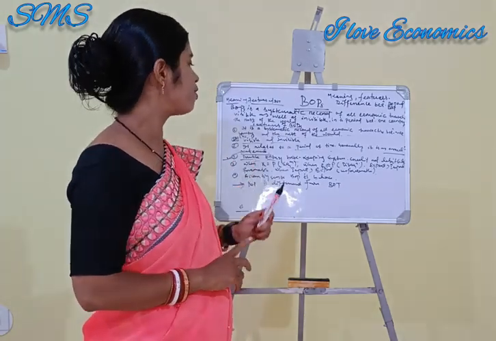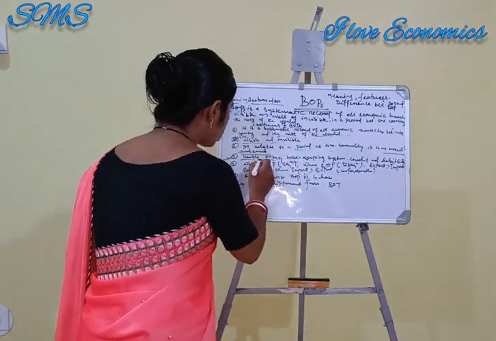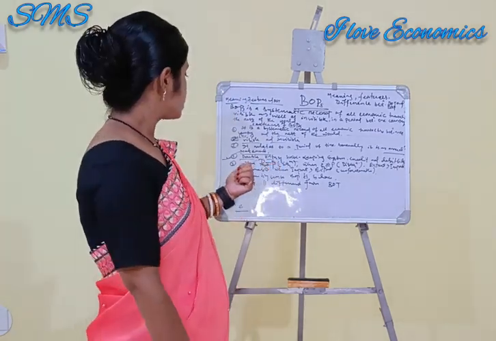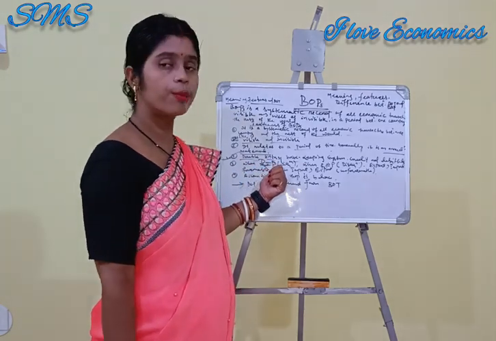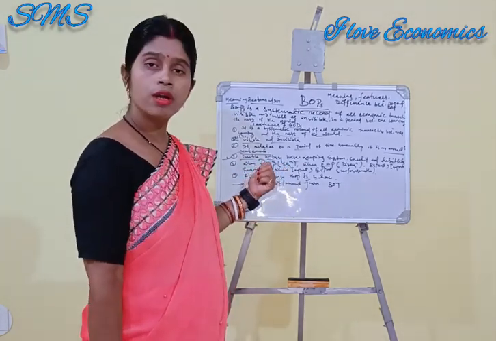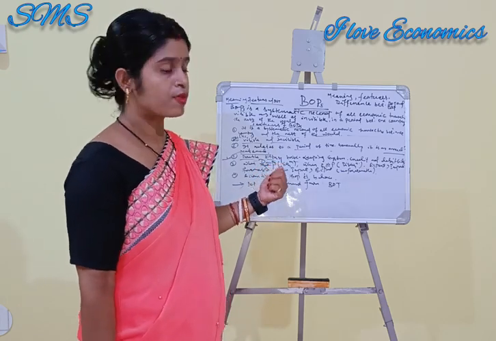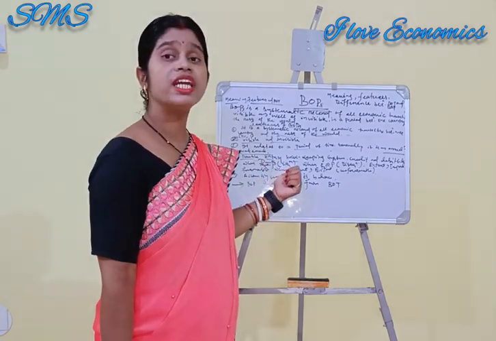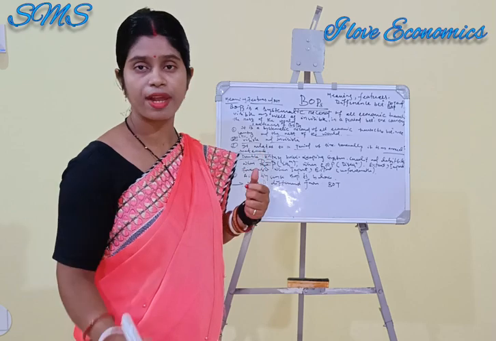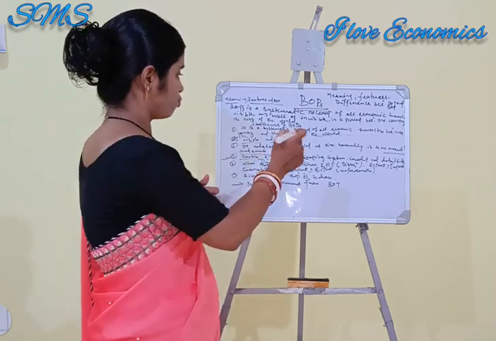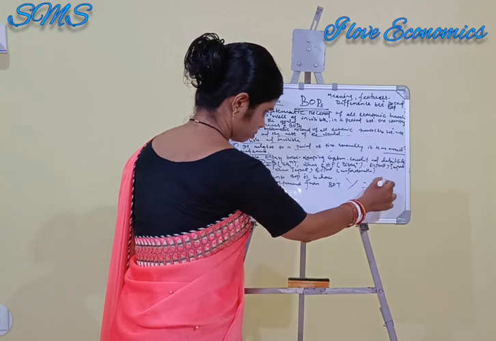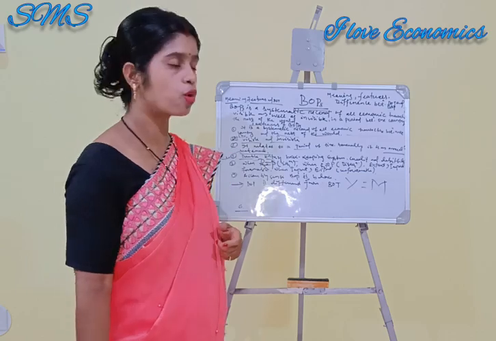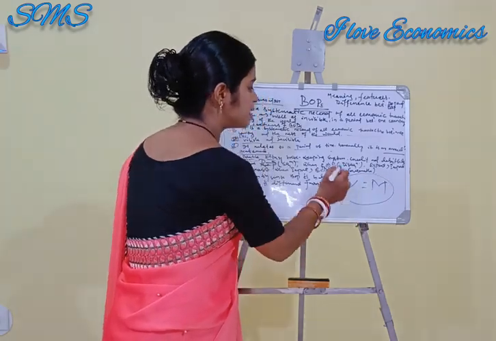Next one is when your receipts are equal with the payments. Look at the whiteboard. Receipts are for exports and payments are for imports. When receipts are equal with the payments, there will be equilibrium in balance of payment. When export is equal with import, export means X and import means M, this is known as balance of payment is balanced.